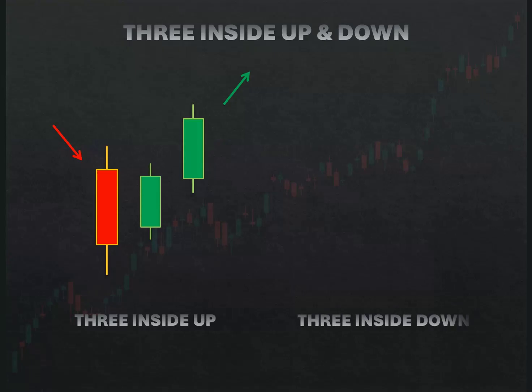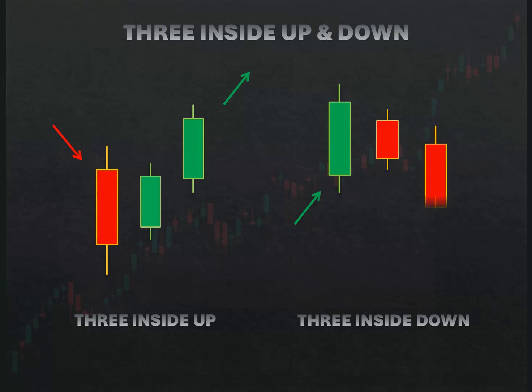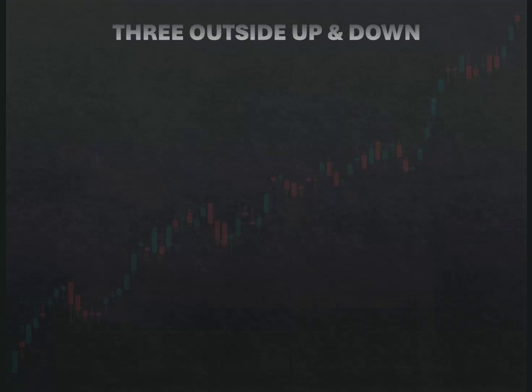The 3 inside down is just the opposite of the earlier pattern. Here, the first candle is a strong green candle. The second one is a red candle within the range of the first candle. Then comes a large red candle that closes below the low of the first candle, indicating reversal of trend to a bearish one. 3 outside up and down.